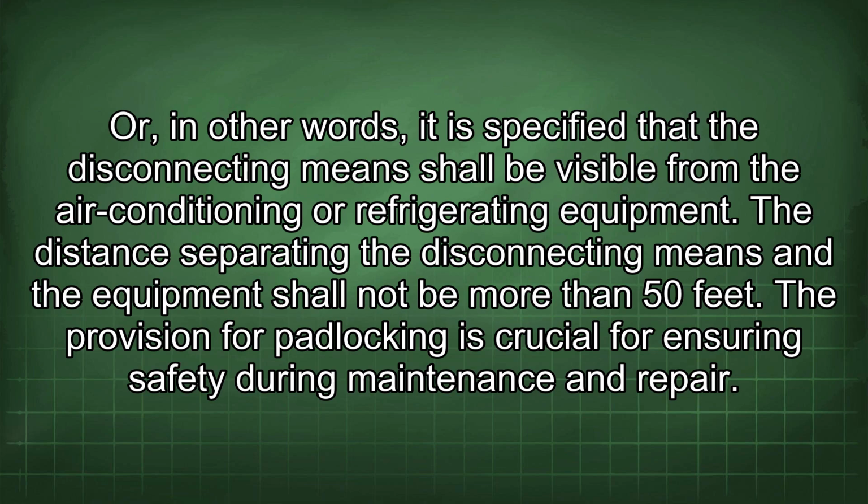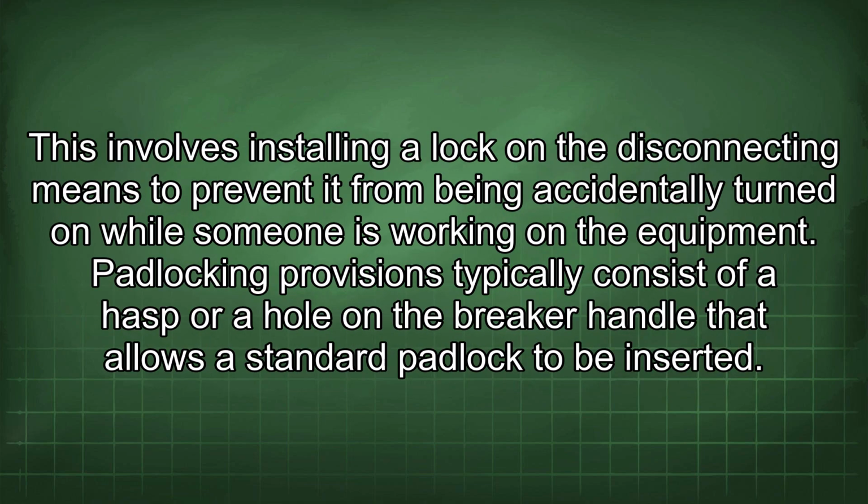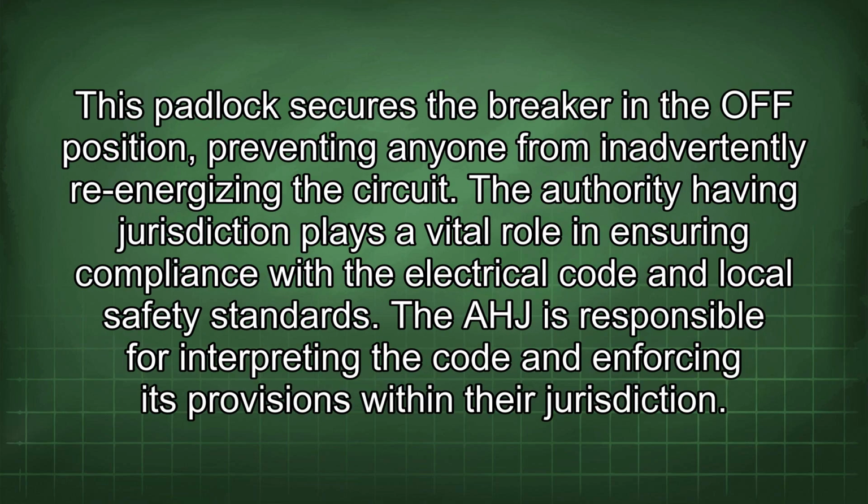The provision for padlocking is crucial for ensuring safety during maintenance and repair. This involves installing a lock on the disconnecting means to prevent it from being accidentally turned on while someone is working on the equipment. Padlocking provisions typically consist of a hasp or a hole on the breaker handle that allows a standard padlock to be inserted. This padlock secures the breaker in the OFF position, preventing anyone from inadvertently re-energizing the circuit.